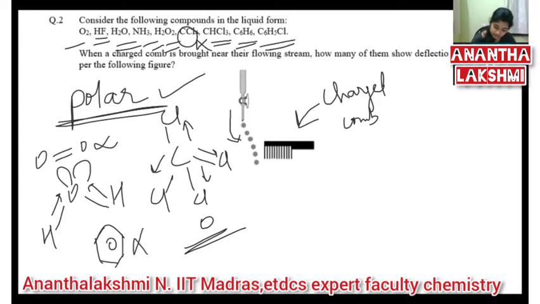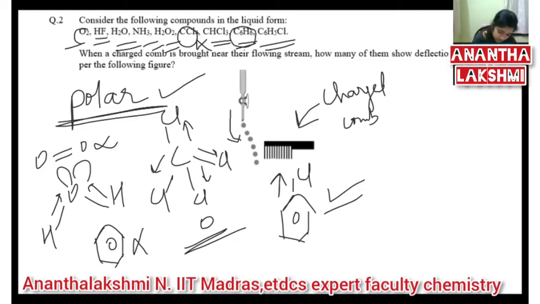C6H5Cl, which is chlorobenzene. Yes, this is polar, right? Because of the chlorine. So which of them was not polar? I'll circle. This is not polar. So the ones that are polar are 1, 2, 3, 4, 5, 6. So the answer is 6. Yes, so let's move on.